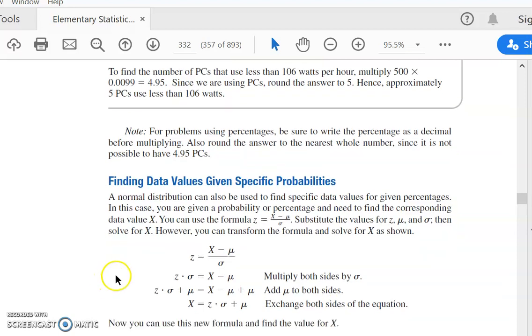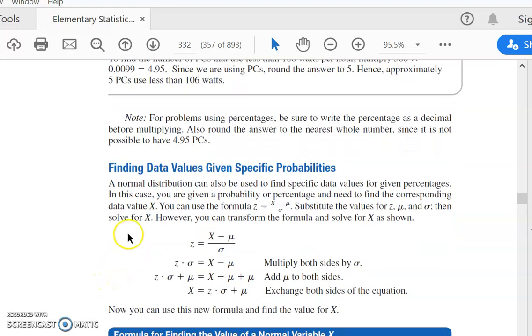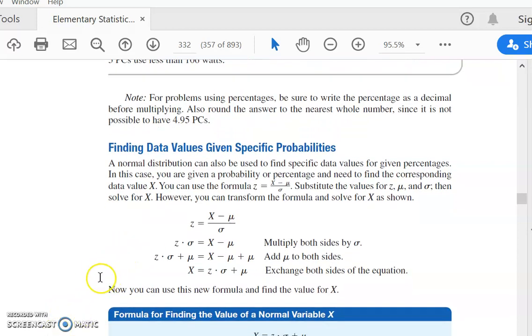Now we're going to talk about this problem, which comes up all the time, and that is finding a data value that corresponds to a given specific probability. Does that make sense? In other words, if I tell you I want the best doctor in town, the top 5% of the doctors, how would I find that? Or the people that got the best scores, the top 5% of the scores, how would I find that using a normal distribution?